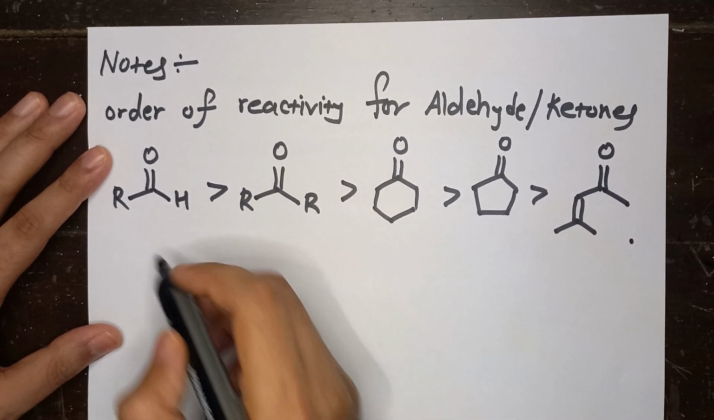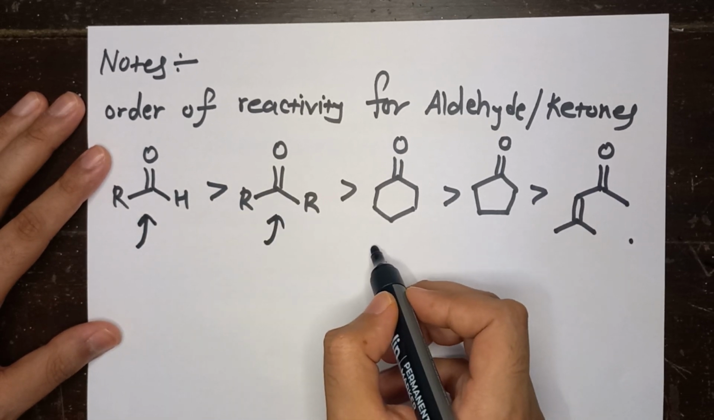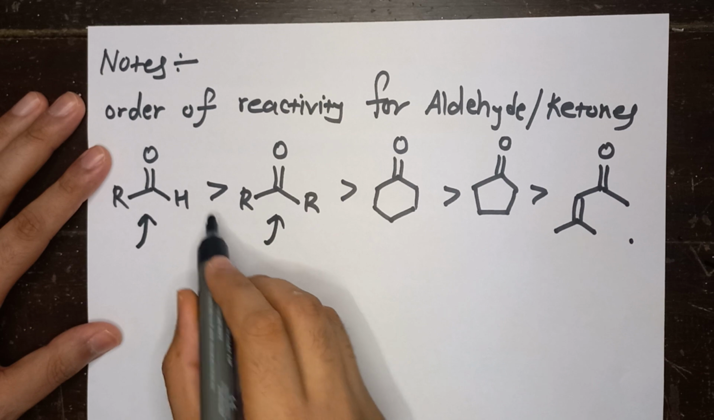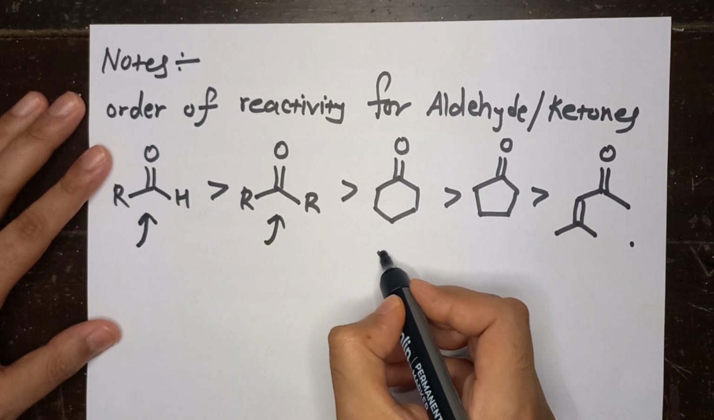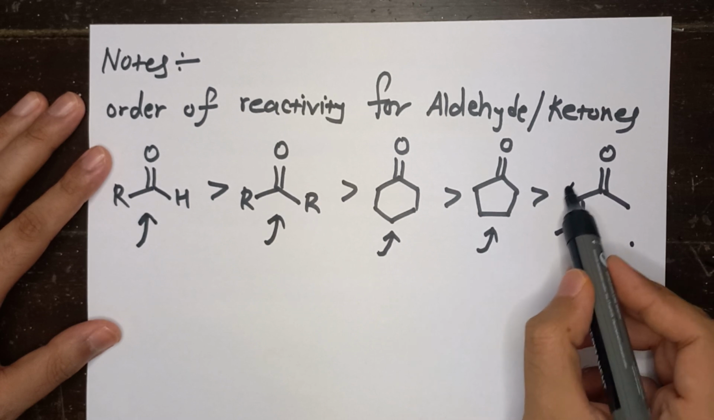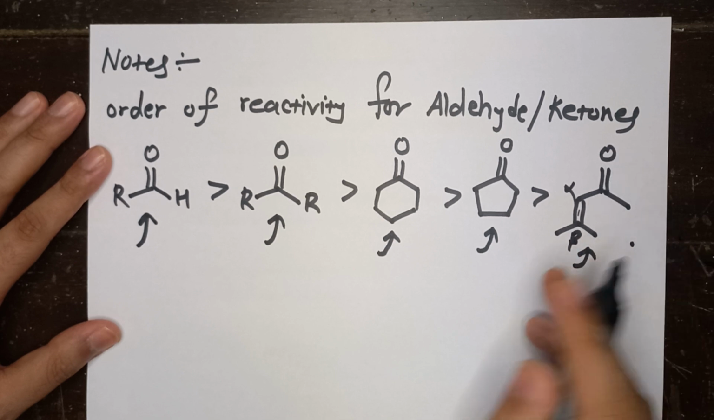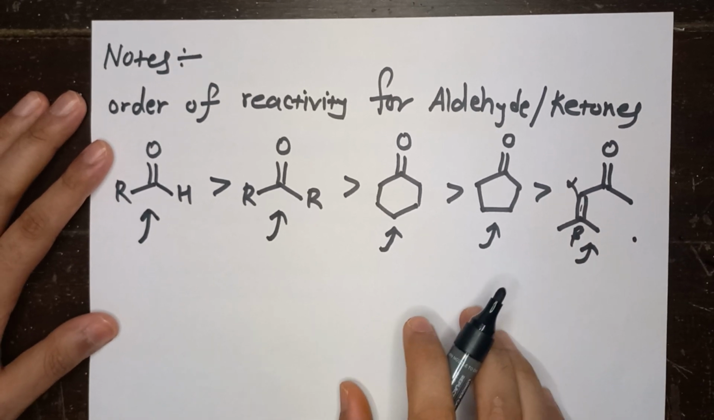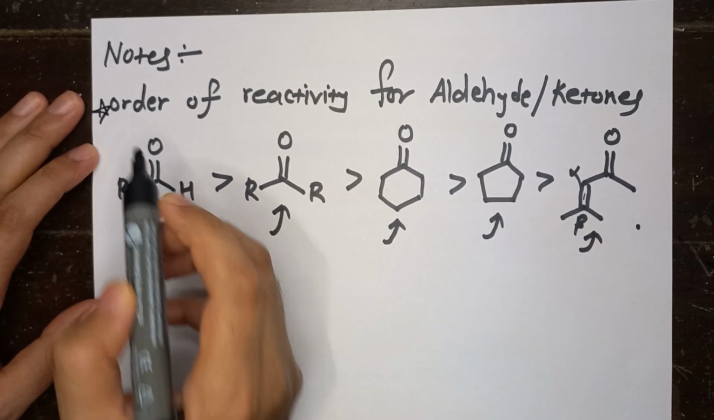So you need to know that aldehyde is most reactive, followed by ketone, followed by cyclic form. So the acyclic version is more reactive than the cyclic version. Then we have a cyclohexanone followed by cyclopentanone, and the least reactive is alpha beta unsaturated carbonyl system. So this is the first thing I wanted you to know.